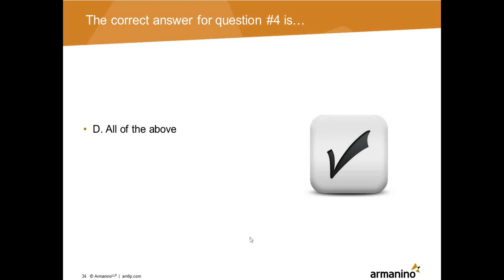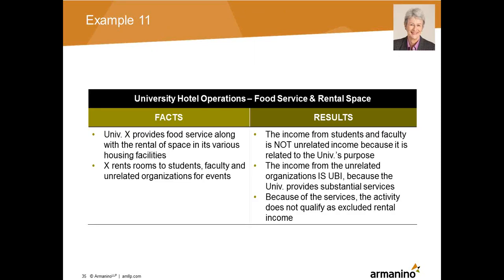Conversely, the income from the unrelated organizations is UBI, because the university is providing substantial services. So in other words, this is not just for the rental of space. Now we're providing food service. So we fall out of the rental exclusion. So that's a pretty good example.